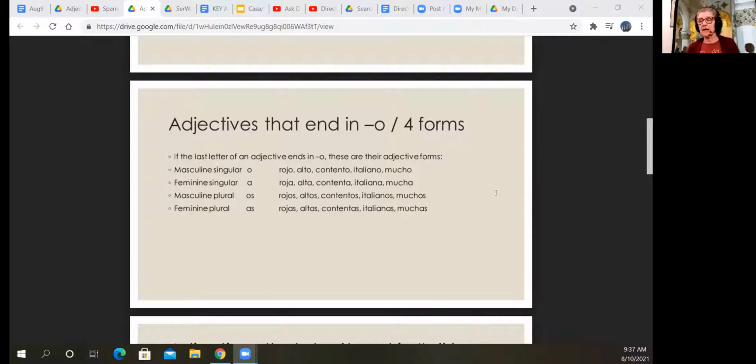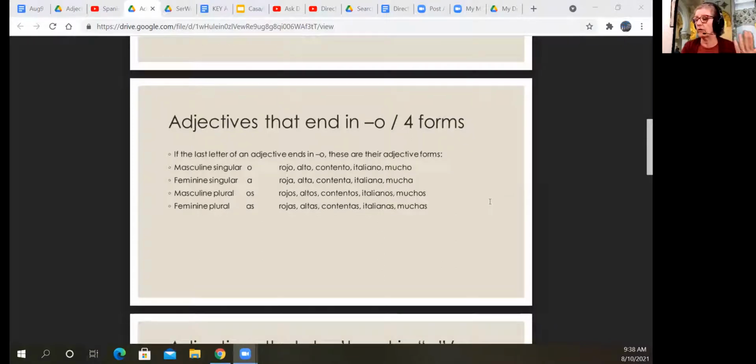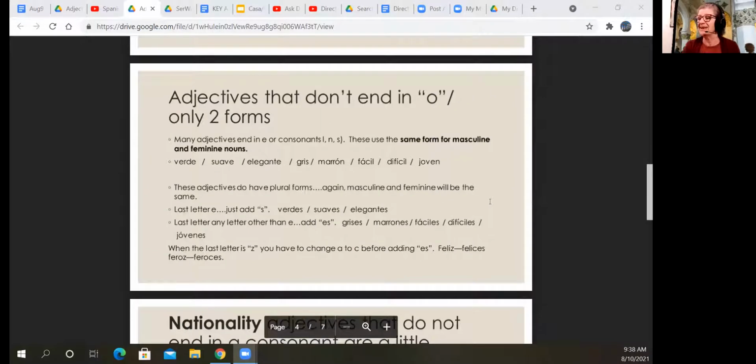So you'll have those endings. If an adjective ends in O, and that's the reason they start you off with colors, because lots of color adjectives end in O, that O may morph into an A, it may morph into an OS, it may morph into an AS. Okay, so adjectives that end in O go into four full-blown forms.